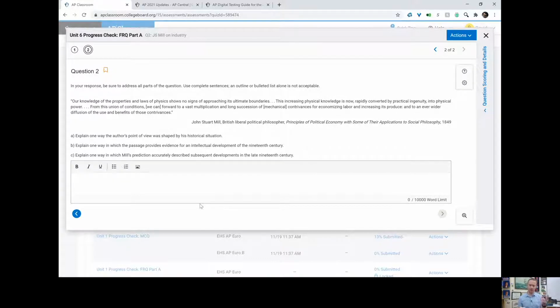It's location, and we have time: location and time. We know what's happening in Britain in the mid-19th century. It is in the high point of the Industrial Revolution. That is probably enough to tell us that Mr. Mill is likely influenced or shaped by the historical situation. Okay.